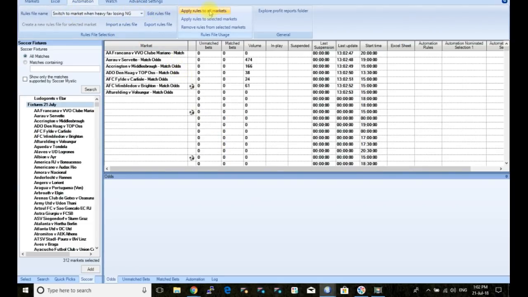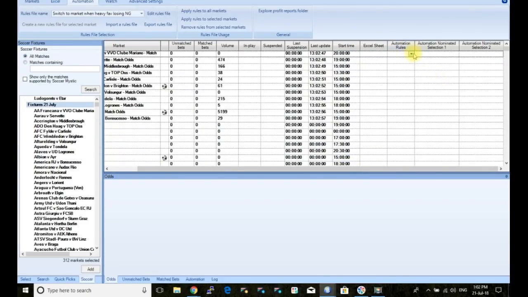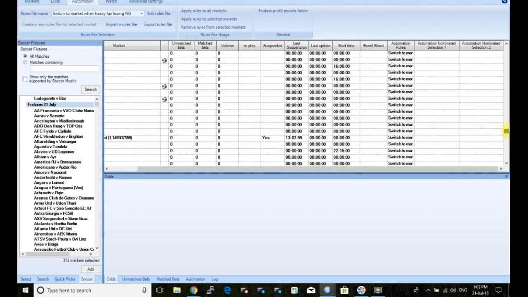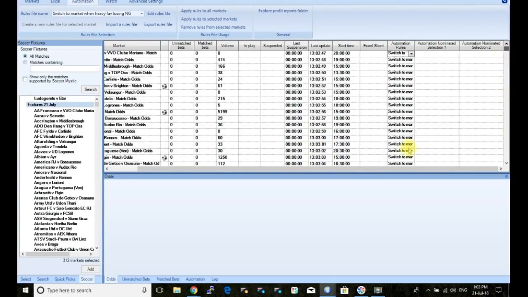Once you import the rule, it will then pop up, and then if you go over to apply rule to all markets, it will then put that rule into the market ready to go. It'll be constantly scanning for your signals, for your rule, for your criteria.